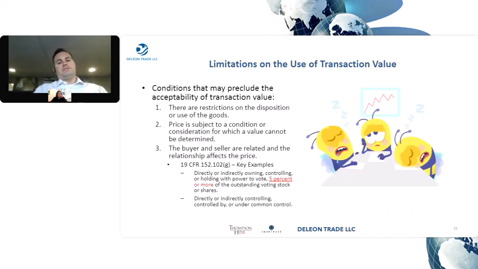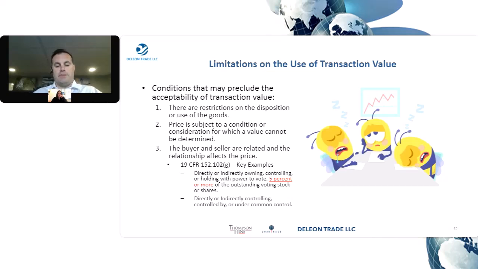Okay, so we talked about all the stuff you have to include in transaction value, the rules regarding transaction value, but there are some limitations on the use of transaction value. Some things will throw you out of transaction value, besides, one of them being, if it's not a sale, you can't use transaction value. But one example is if there's a restriction on the disposition or use of the goods. Like if the seller says you have to sell it for this price and you have no other choice, or you can only sell it regarding meeting certain requirements, that could potentially throw you out of transaction value because it's a factor that you can't technically quantify for customs purposes.